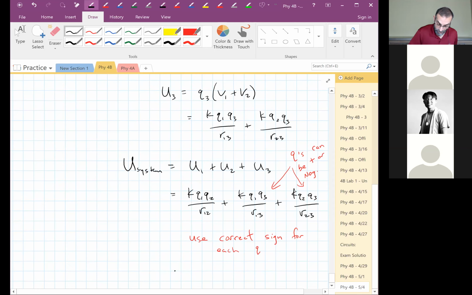Because U can be positive or negative. So if your two Q's are both the same sign, then your U is positive, right? You have some positive potential energy in the system when you push two like charges together. But if they're opposite signs, they want to attract, and you actually have a negative potential energy. It's going to take energy to pull them apart.